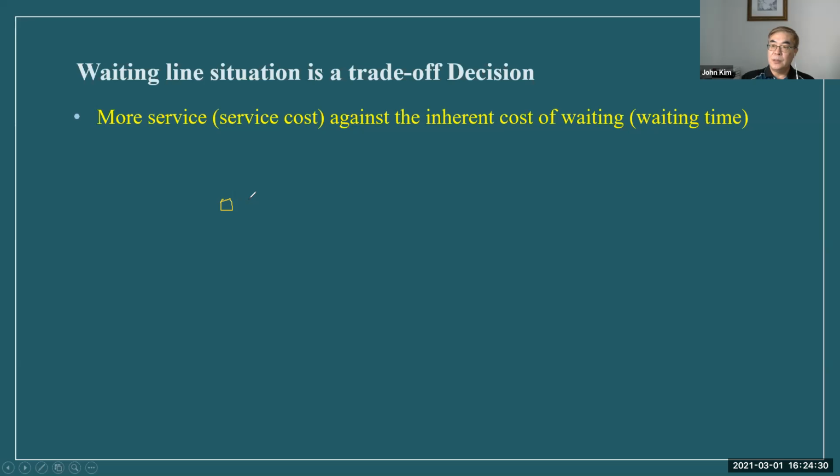If there are 10 service stations like this, 10, and each service station capacity is 10 per hour, so 10 times 10 service stations, capacity is now 100. If the customer size is like 200, then the waiting line is long. So in this case, waiting time or waiting cost increases.